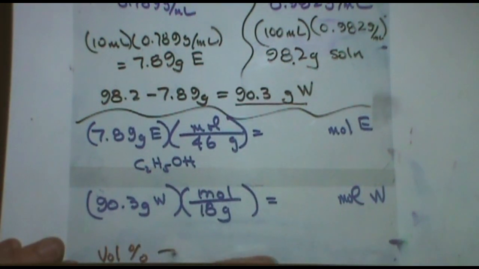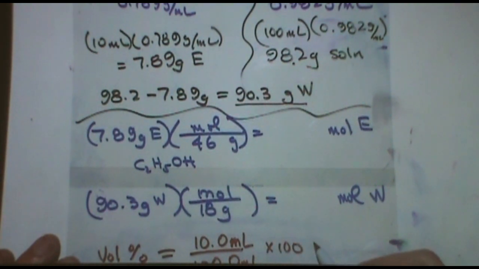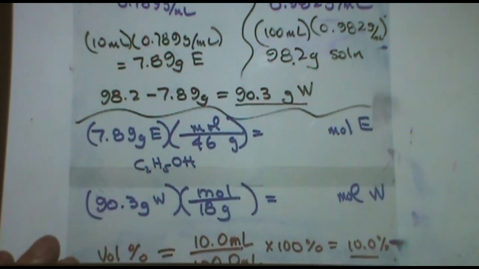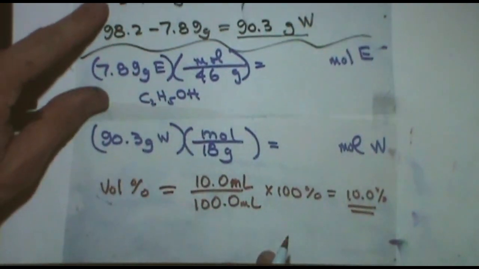Volume percent is going to be what volume? The volume of the ethanol, which is what I'm interested in, 10 milliliters, divided by the solution volume, 100, times 100%. It's just going to be 10%. Okay, so there's the volume percent. That's the first thing I was asked for. The next I was asked for is the mass percent. Let's find that.